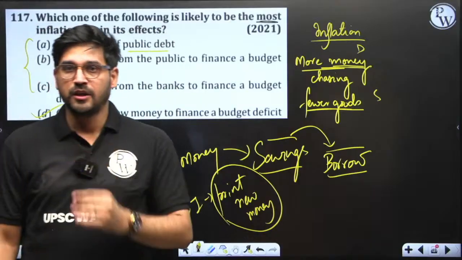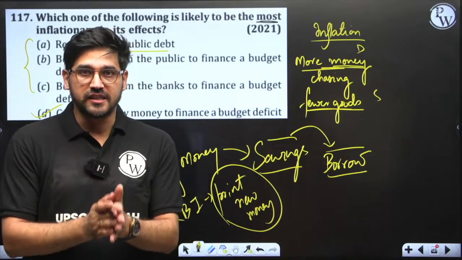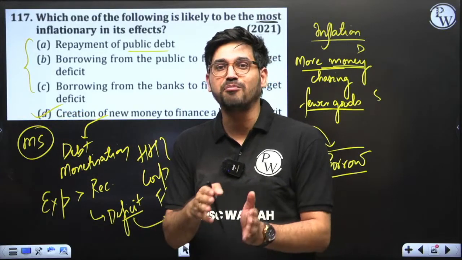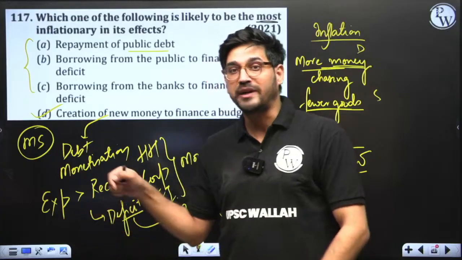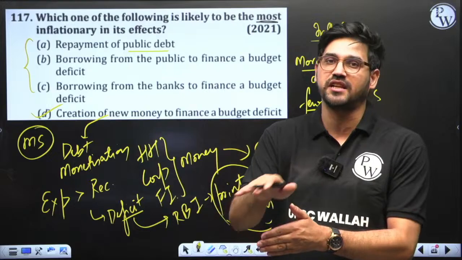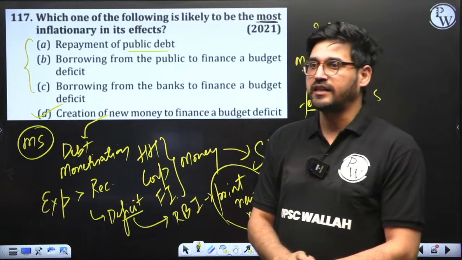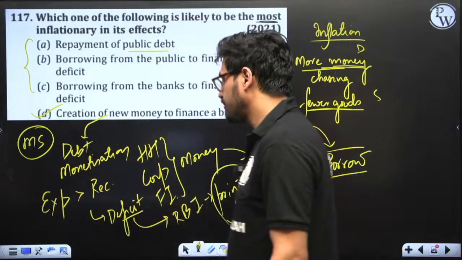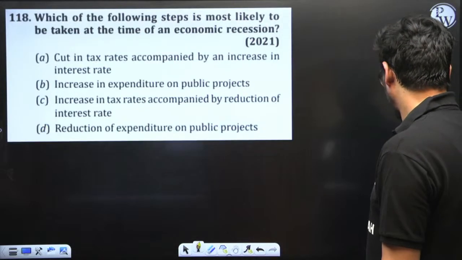Right? Now, one thing you have to imagine, like I said, is the inflationary. You will have to pick which one is comparatively the most inflationary. Printing new currency is going to be most inflationary. Why? Because you are adding to the existing money supply. Right? That means there will be far more money chasing fewer goods. This is the answer. We'll move to the next question.